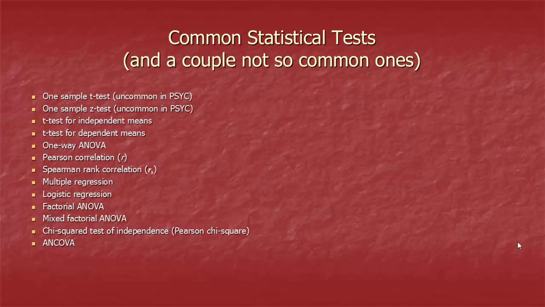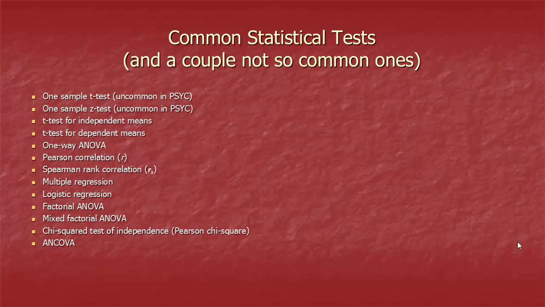The next statistical test is a Pearson's correlation, which goes by the symbol lowercase r in italics. A Pearson correlation, named after the guy, Pearson, who invented it, is the most common type of correlation used in psychology. It's where you have two continuous variables and you're looking for a correlation between them.